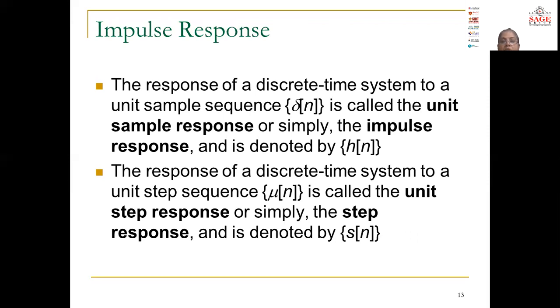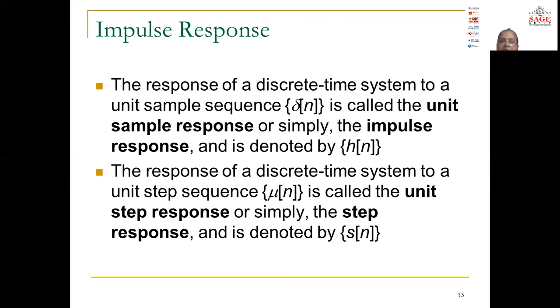Now, the response of a discrete time system to a unit sample sequence, which is represented as delta[n], is called the unit sample response, or simply the impulse response, and it is denoted by h[n]. So we are applying the input as an impulse, and its response is denoted by h[n].